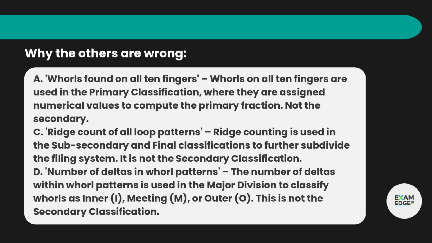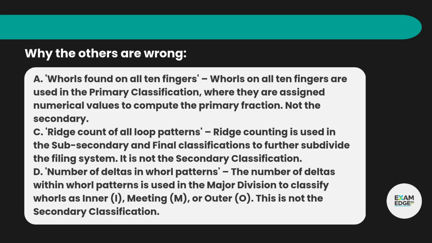Why the others are wrong? A. Whorls found on all 10 fingers. Whorls on all 10 fingers are used in the primary classification, where they are assigned numerical values to compute the primary fraction, not the secondary. C. Ridge count of all loop patterns. Ridge counting is used in the sub-secondary and final classifications to further subdivide the filing system. It is not the secondary classification.